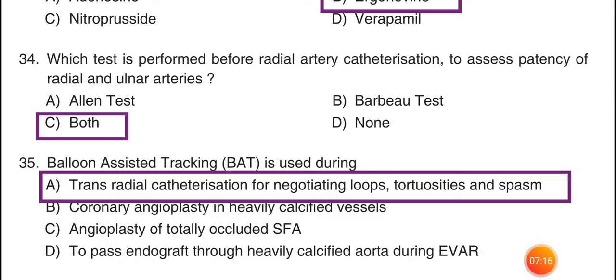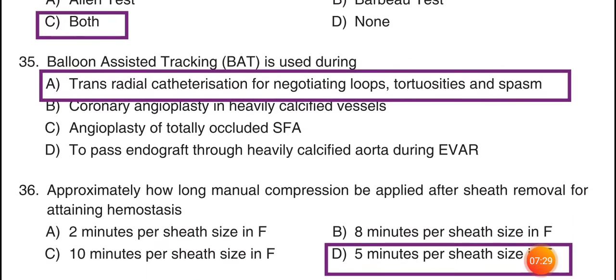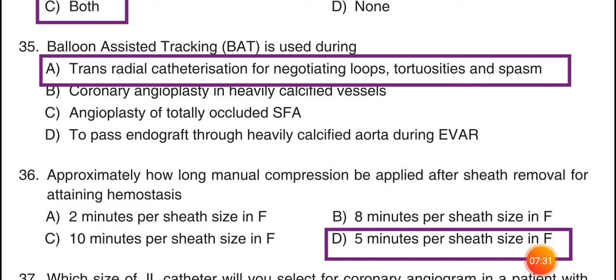34. Which test is performed before radial artery catheterization to assess patency of radial and ulnar arteries? Options: Allen test, Barbeau test, both, none. The correct answer is option C, both. 35. Balloon assisted tracking, BAT, is used during? Option A, transradial catheterization for negotiating loops, tortuosities and spasm.